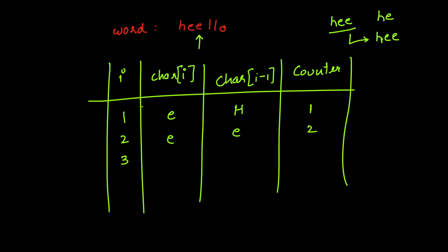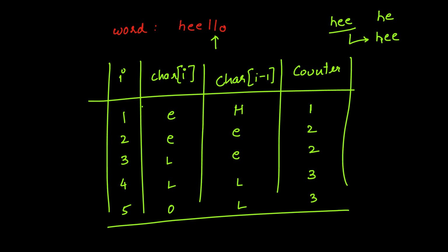Moving on with the iteration, with I is equal to 3, the current value of the character is L, the previous is E. As the two characters do not match, the counter will stay as is. And moving on with the iteration, with I is equal to 4, the current character is L and the previous character is L as well. As they both are equal, we'll increment our counter by 1. The new value is 3. With I is equal to 5, the character is O, the previous character becomes L. They both are not equal, the counter stays as is. After we are done with the iteration, we'll return the counter as our output.